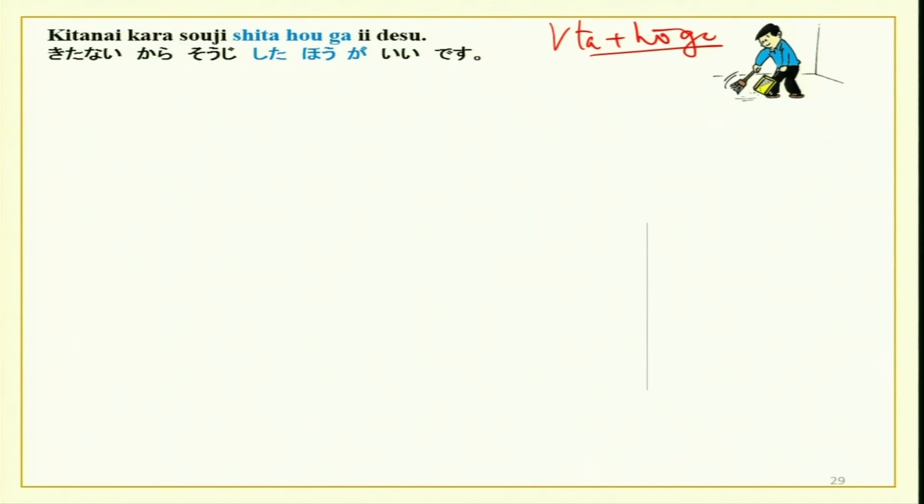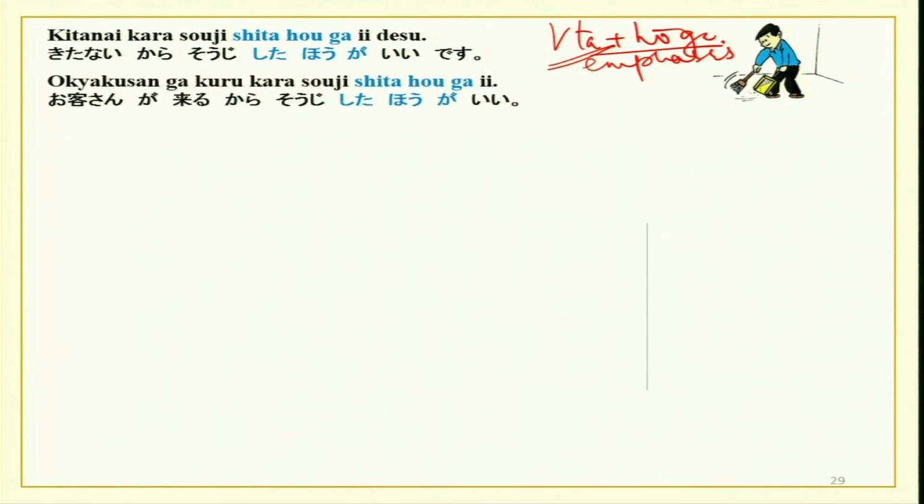It's better that you do soji, which is cleaning, and it is emphasis with past form, isn't it? That's what we did in one of our previous lessons last week. So okyak san ga kuru kara soji shita hoga ii desu. It is better that you do it. Again, emphasis, as it is in past form.